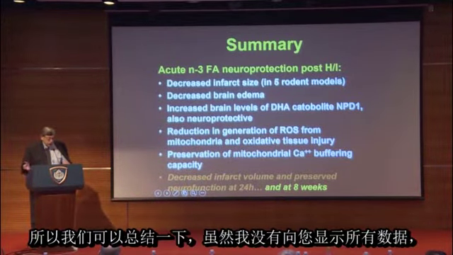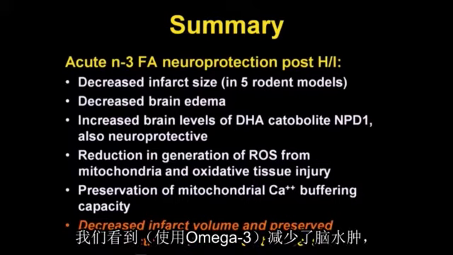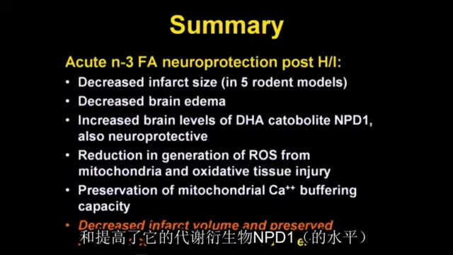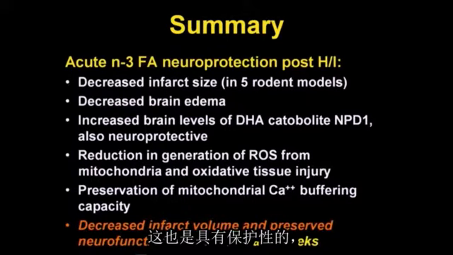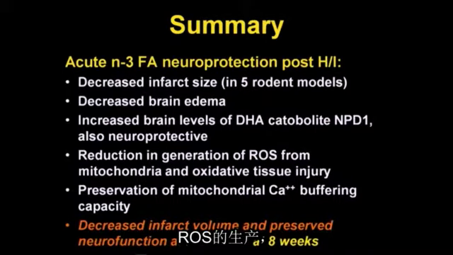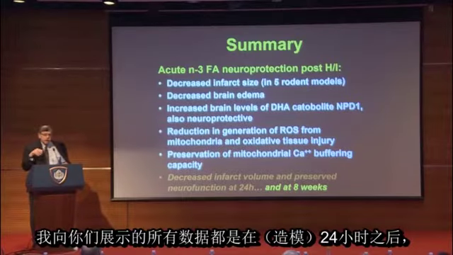So we can summarize, and I'm not showing you all the data, but we now have 6 rodent models. We decrease brain edema. We have increased levels of DHA, and I'll show you in a minute its catabolite, neuroprotectin D1, which is protective too. We decrease mitochondrial ROS and whole brain ROS production, and we preserve mitochondrial function as we measure by one measure, calcium buffering capacity.